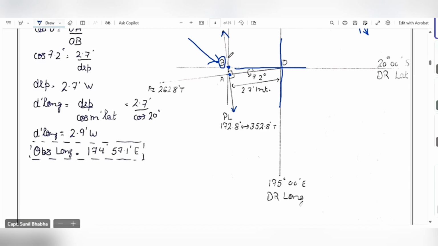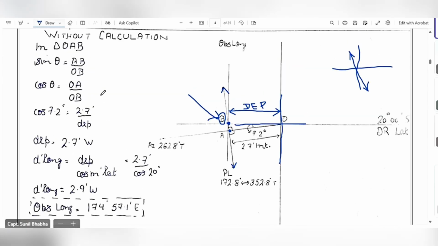Now it can be found out in two ways. One is the simplest way: you can find out the departure from your plot. You can measure it here, and convert it to D long straight away using the departure D long formula. That's one way. Right, beta? This is the graph method. Correct, sir. We can directly plot it on the graph so that we can get the departure and convert it to D long. You can do that. Now, what is done here is the calculation method.